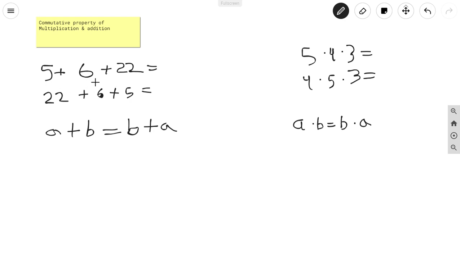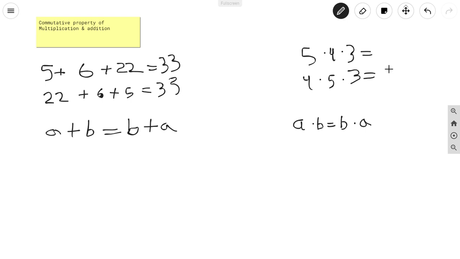5 plus 6 is 11, plus 22 will give me 33. 22 plus 6 is 28, plus 5 gives me 33. So this checks out. And that's basically the commutative property of addition. Doesn't matter what order I'm adding, my sum will always be the same if they're all addition problems.